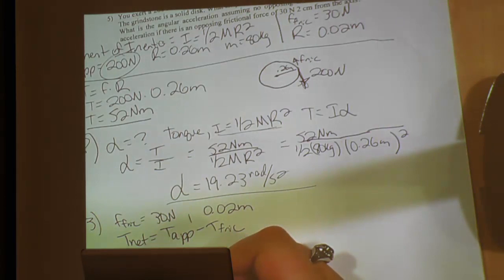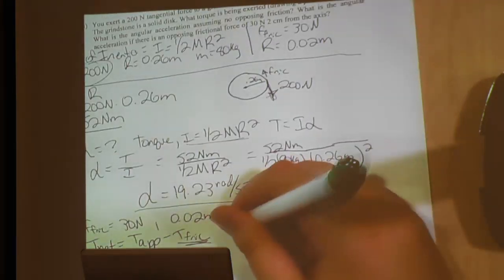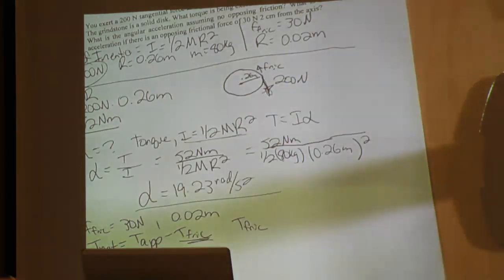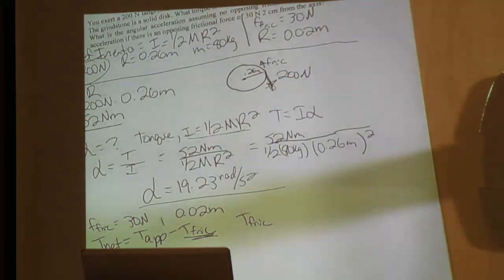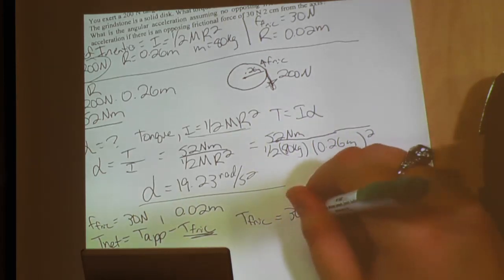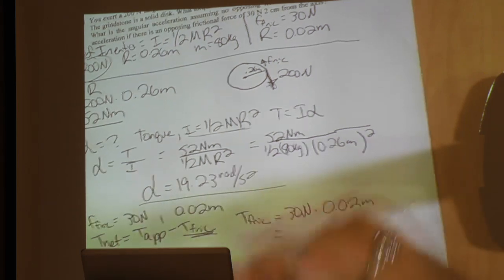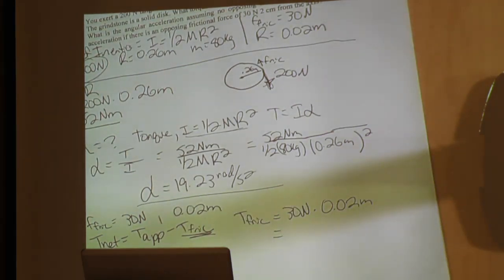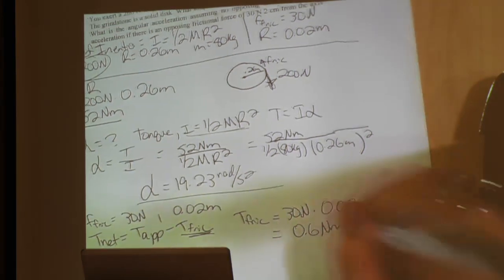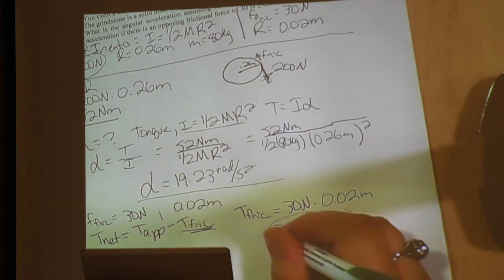All right, so we have to solve for this because we don't know what this is. We do know, or wait, I skipped something. We have to solve for the torque by friction. So if we go back to our formula sheet, again, we know that torque is going to be the force times the radius. So torque of friction is going to be equal to the force of friction, which is the 30 newtons, times our radius, which is very, very small. It's only 0.02 meters. So the torque by the frictional force is only 0.6 newton meters. That's about it. So now we can take this number, plug it in here.